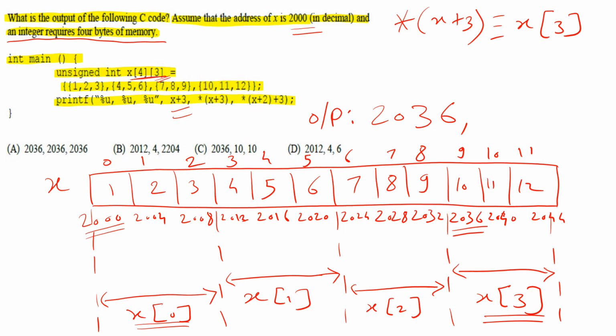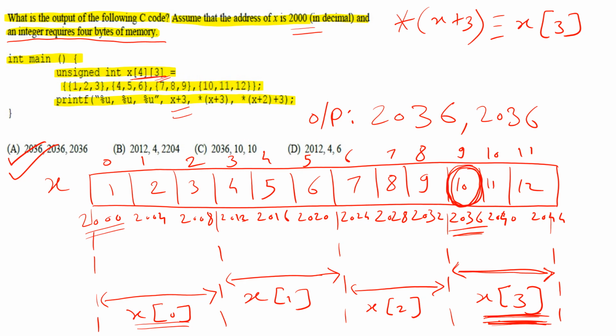So x of 3, I'm writing x of 3 over here. What is x of 3? X of 3 itself is an array, and I'm specifying its name. When you specify the name of the array, what do you get? You get the address of its 0th element. What is the 0th element of this array? This is the 0th element of this array. And what is its address? Its address is 2036. So the next output is also 2036. So naturally one can see with the options that option A is correct.